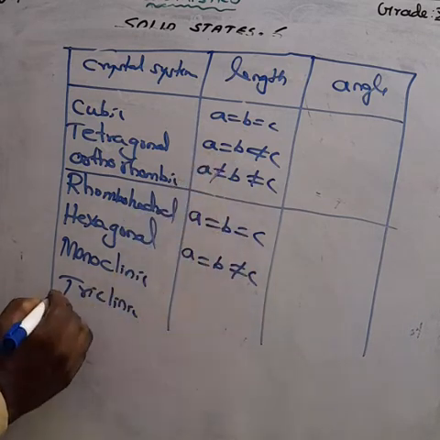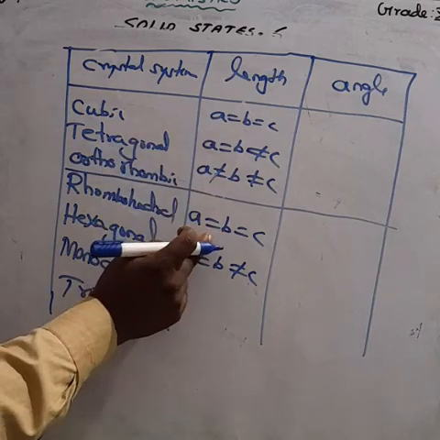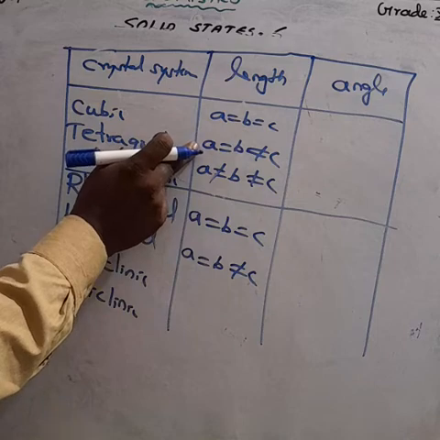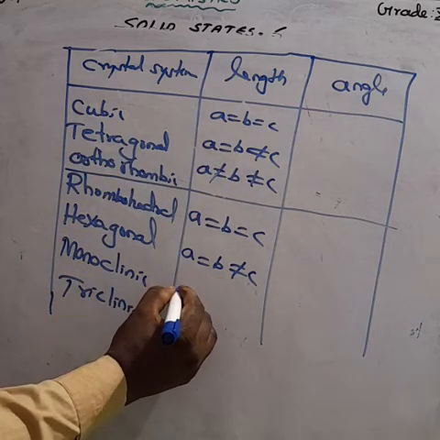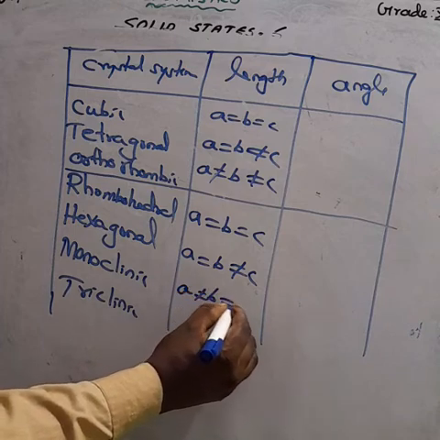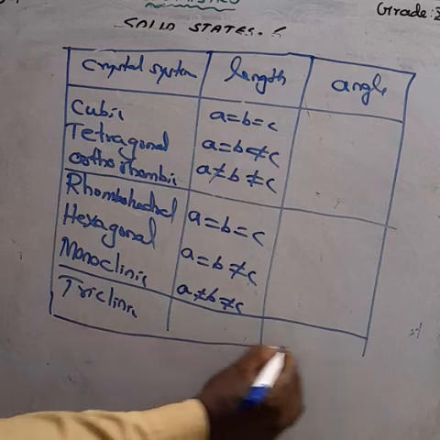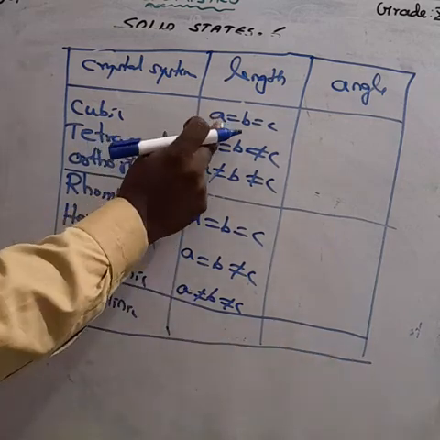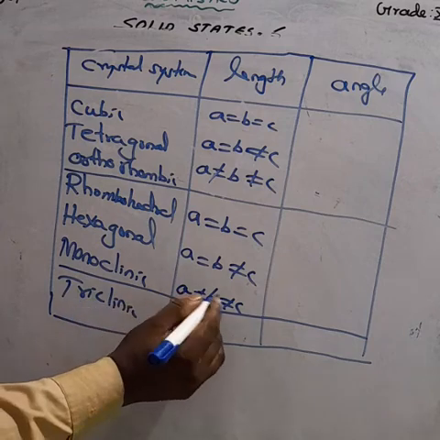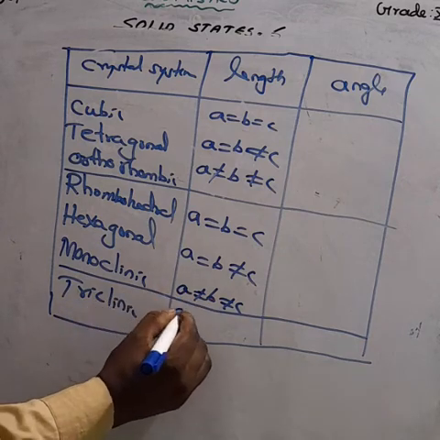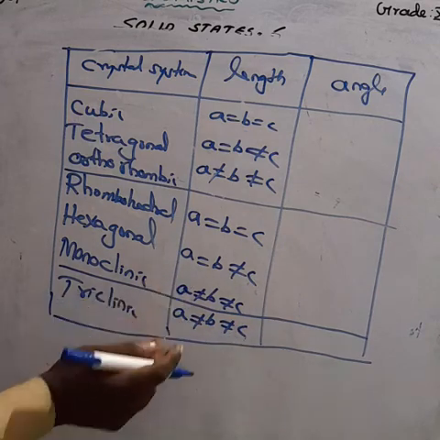What is the first one? A is equal to B, B is equal to C. What is the second one? A is equal to B, B is not equal to C. Next, what is the third one? A is not equal to B, B is not equal to C. Then the seventh one, we are writing the opposite. Sixth also same, you have to write for the seventh: A is not equal to B, B is not equal to C.